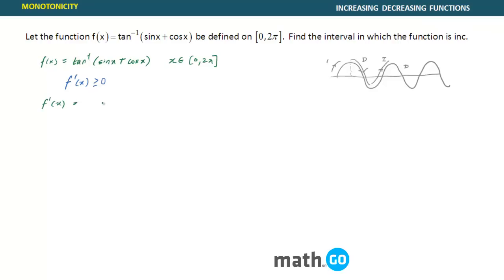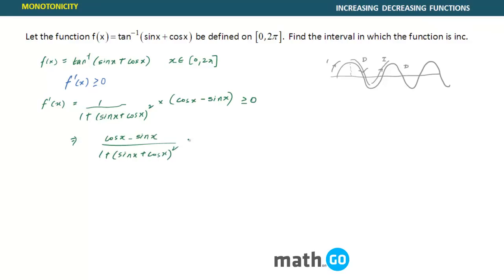What is the derivative of tan inverse x? Yes, the tan inverse x derivative is nothing but 1 over 1 plus x square. So here the role of x is being played by this complete function, into the derivative of this function, which will be cos x minus sin x. And for increasing, you want this function to be greater than or equal to 0. So the inequality converts to cos x minus sin x whole divided by 1 plus sin x plus cos x whole square, greater than or equal to 0.